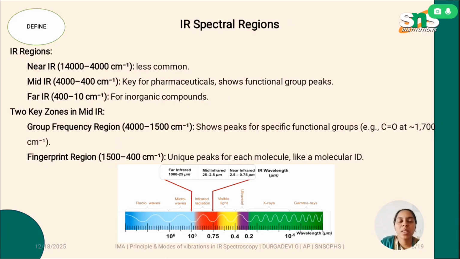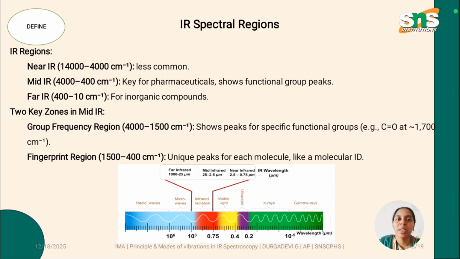Hi everyone. In IR spectroscopy, the electromagnetic radiation used is infrared radiation. Its wavelength ranges from 800 nanometer to 25 micrometer, and this infrared region is categorized into three categories, that is near IR, far IR and mid IR regions. The near IR region has wave numbers from 14,000 to 4,000 centimeter inverse, the mid IR region is from 4,000 to 400 centimeter inverse, and the far IR region is from 400 to 10 centimeter inverse.